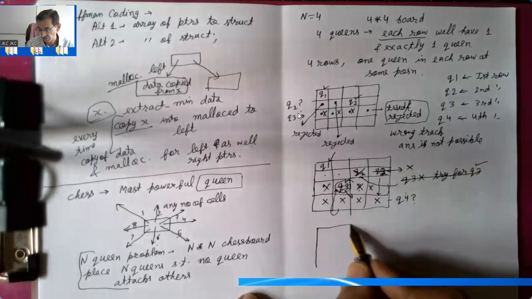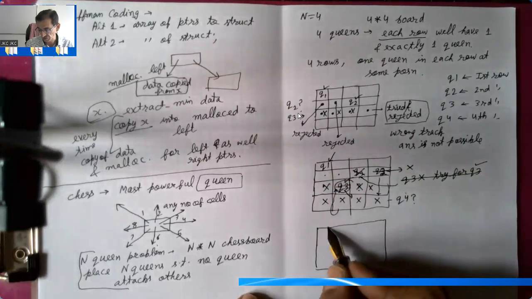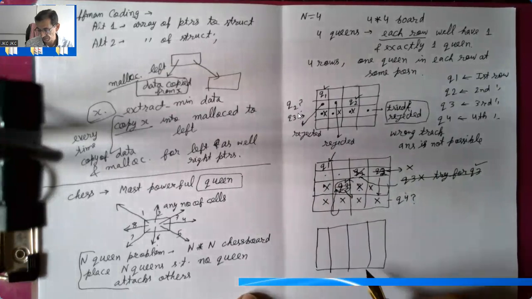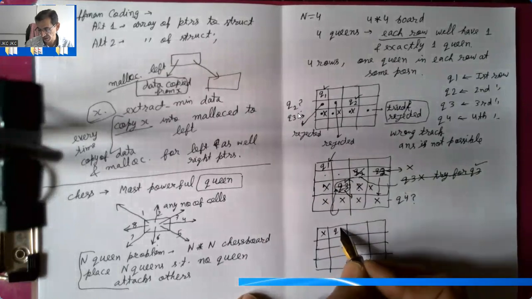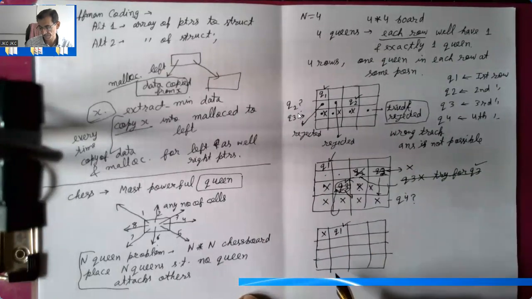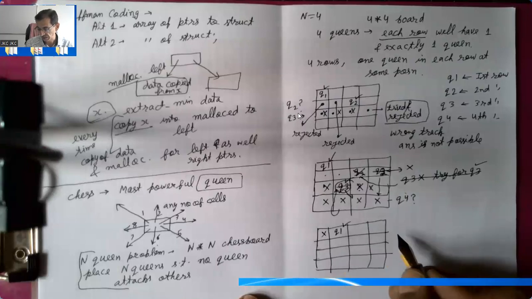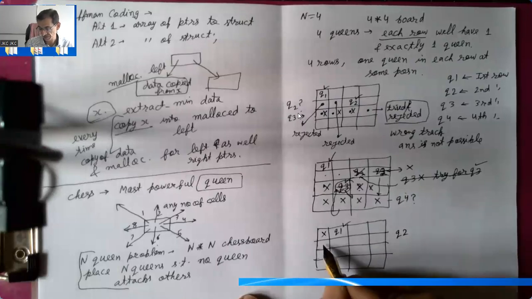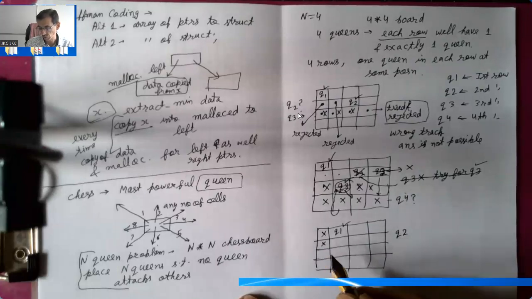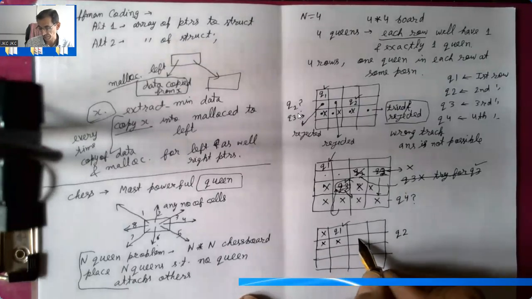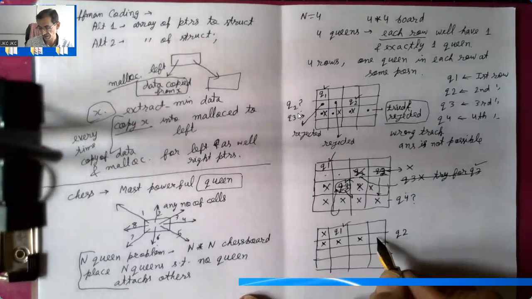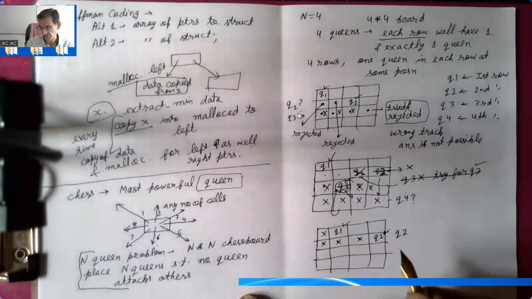If I backtrack to Q1, I will say Q1's position is not acceptable. That means I have to try some other value for Q1. So don't put Q1 here. Let's try to put Q1 here. If I put Q1 here, then I will try to place Q2. Can I place Q2 here? No, rejected. Can I place Q2 here? No, rejected. Can I place Q2 here? No, rejected. I can place Q2 here.